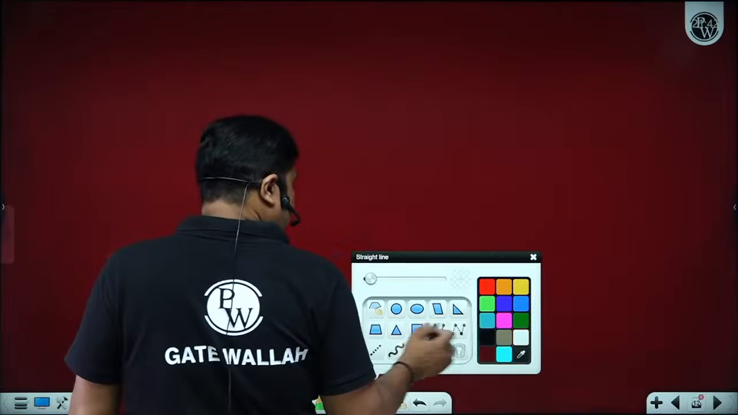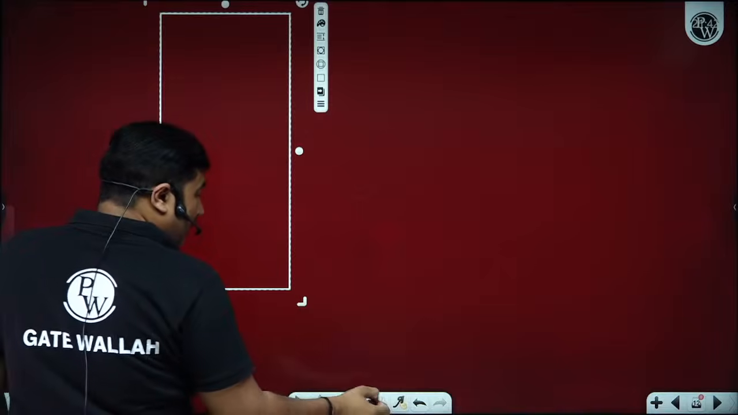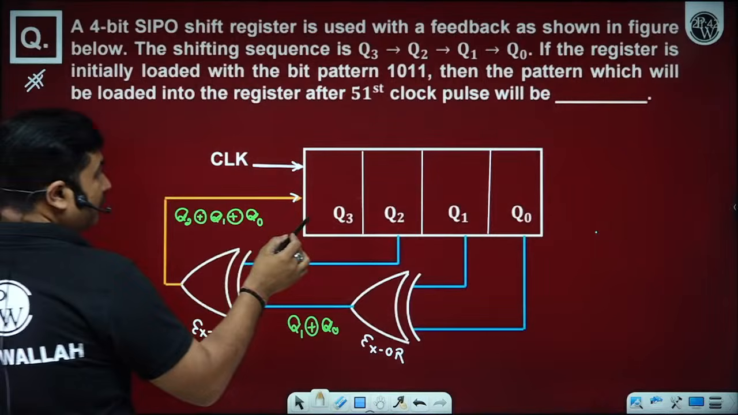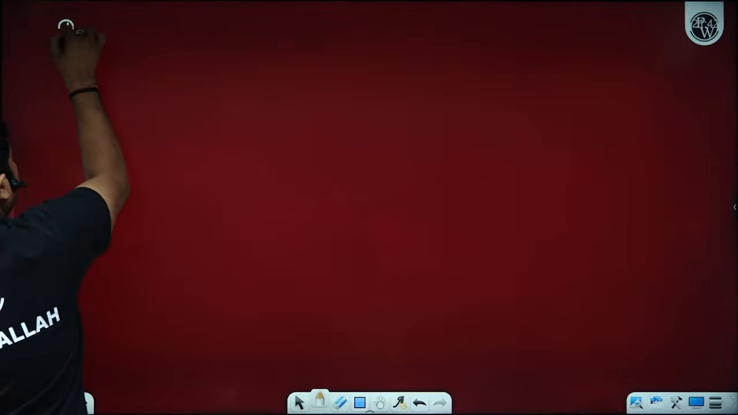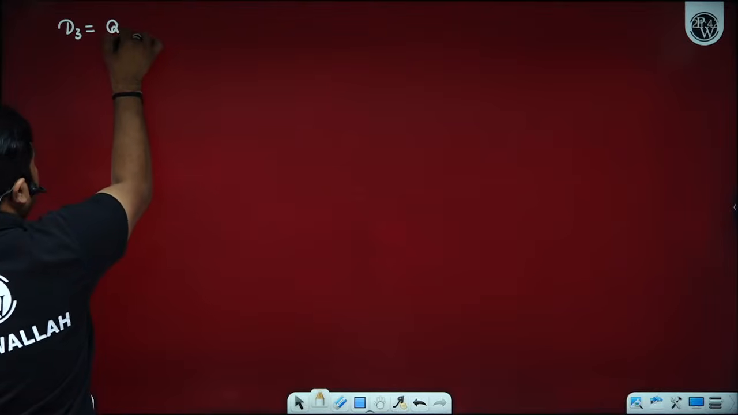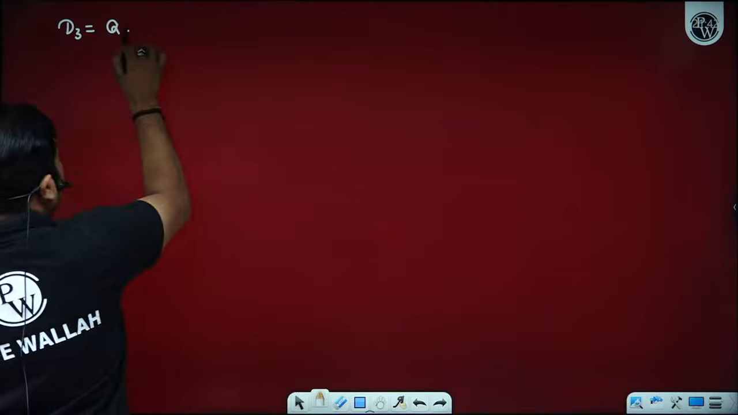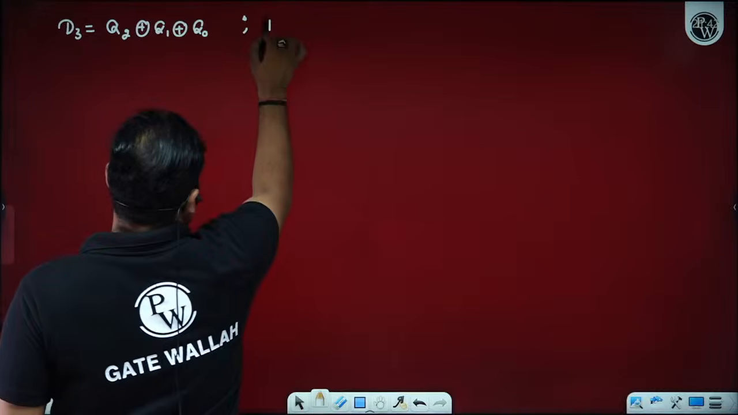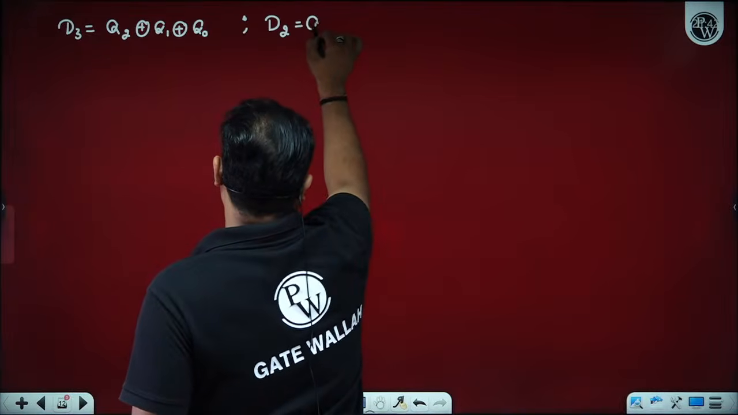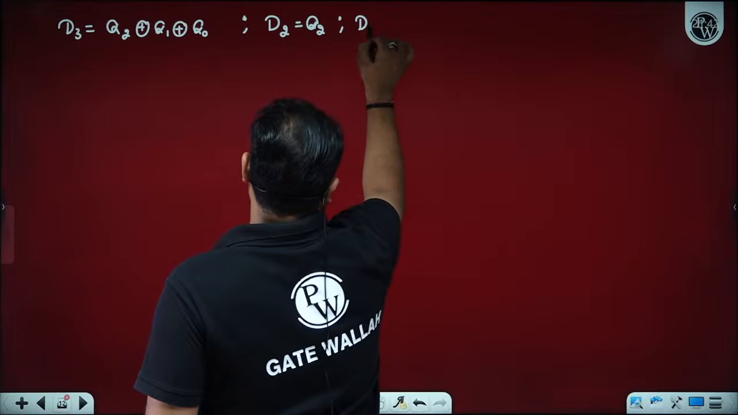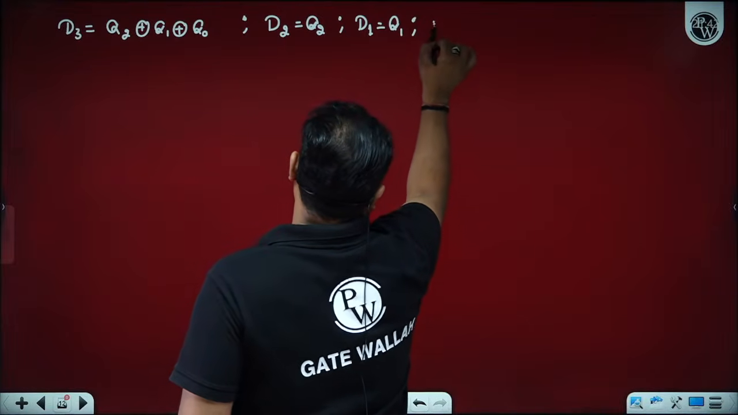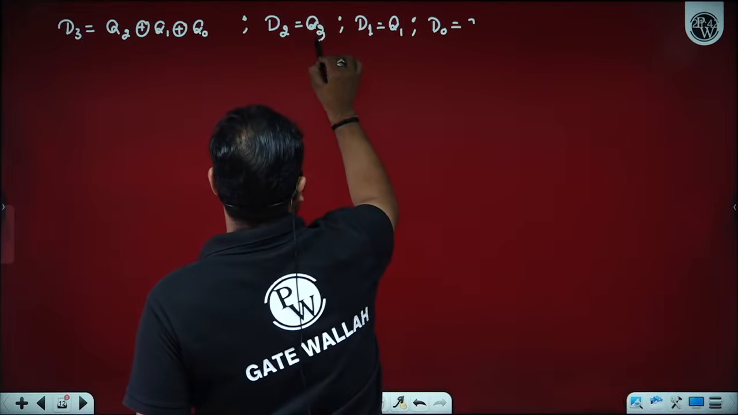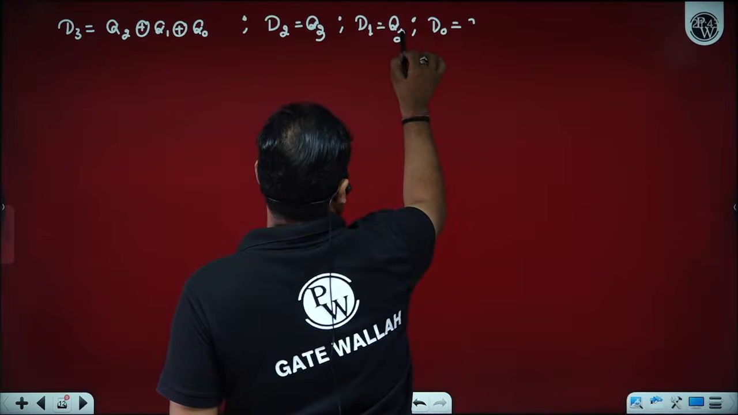Now please observe, beta ji. Before applying a clock pulse, first find the input to the flip-flops. So we all can understand what the input to the flip-flops is. Input to D3 is Q2 XOR Q1 XOR Q0, and input to D2 is Q2. Input to D1 is Q1, and input to D0 is... okay, kindly do the correction, beta ji. This is Q3, this is Q2, and this is Q1.